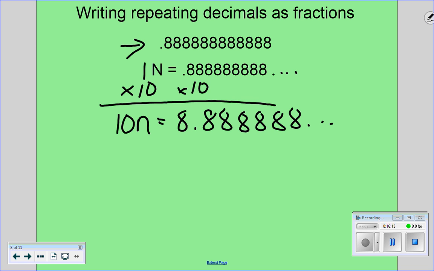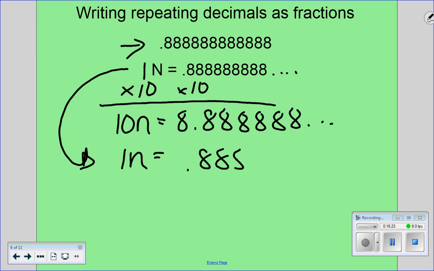What you're going to do is take what we set up here, what 1n was, and put it down here. 1n equals 8, 8, 8, 8, and it keeps repeating. Because my goal is to get rid of the repeating part. I have to get rid of the repeating part to make it a fraction. So to get rid of that repeating part, what do you suppose I need to do? I got to subtract.